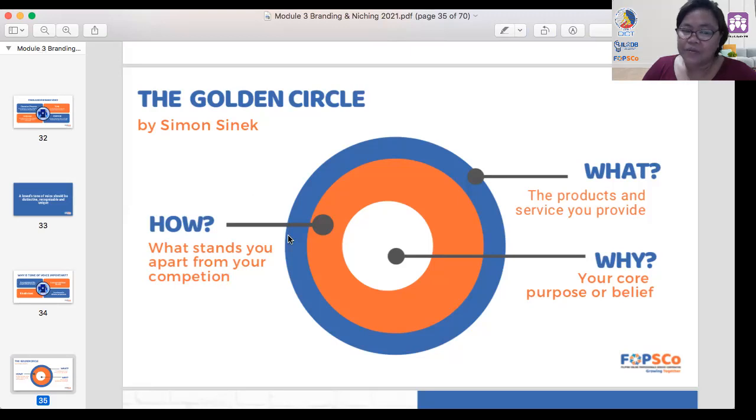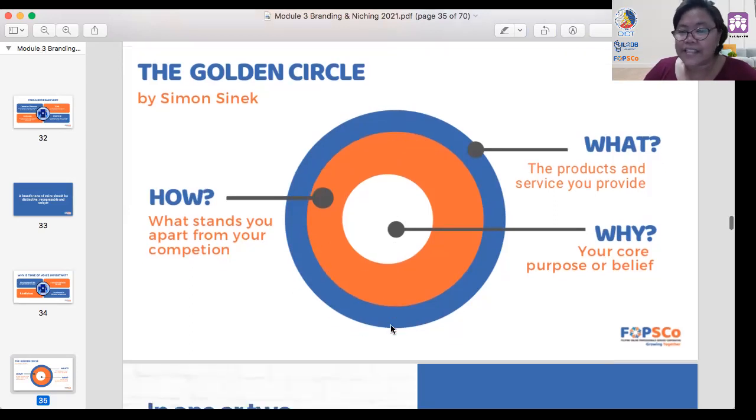Next one would be how. So, what stands you apart from your competition? Okay, why do you need a website? Then you reason out, why do you need a website? What stands, I can do your website. I am this and that. Okay. And then what? The products and service you provide. So, website development, search engine optimization, and all that. So always in the innermost part of the golden circle is the why. Okay.